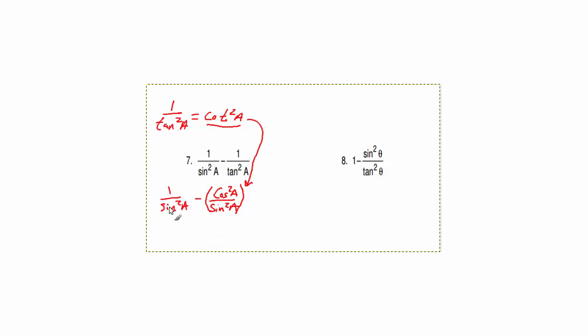Alright, now you see here that we have a common denominator. So what I'm going to say is that's the same thing as 1 minus cosine squared a all over sine squared a.